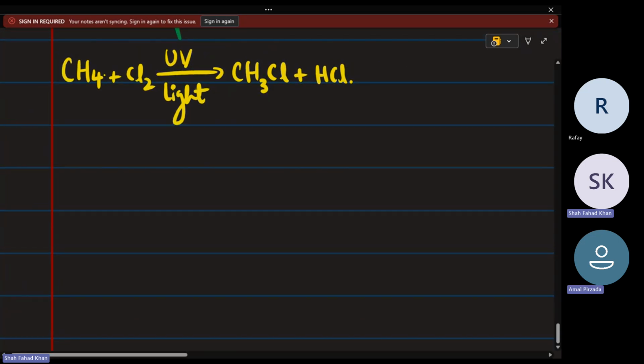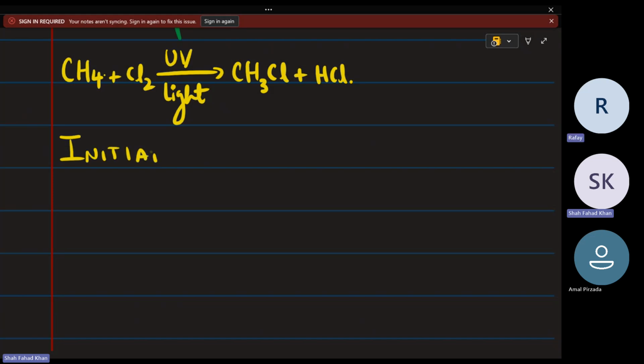If you just saw this over here, Rafi, you can see that the hydrogen is being replaced with a chlorine, right? Right. Okay, now there are 3 steps of this mechanism that you need to know, including the name of the steps as well. The first step is called initiation.